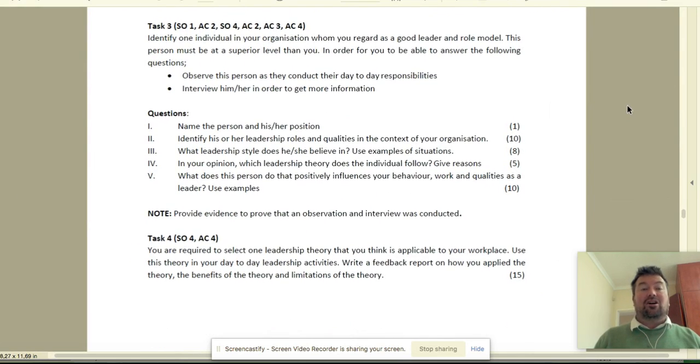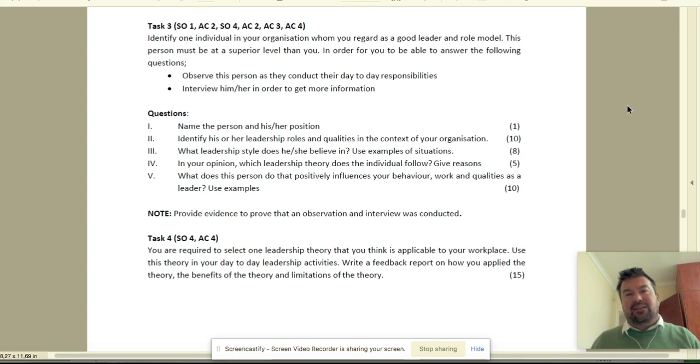All right, then task number 3. Identify one individual in your organization who you see as a good leader and a role model. This person needs to be a superior, so in other words, a higher level than you on the organogram. And in order for you to be able to answer the following, you need to observe this person, okay, as they conduct their day to day, see what makes them a good leader. How do they handle themselves? What do they do in a conflict situation? Just watch them and the way that they operate. But some of you will know them quite well, so you will already understand some examples of why they are good leaders. And then you need to perform an interview.